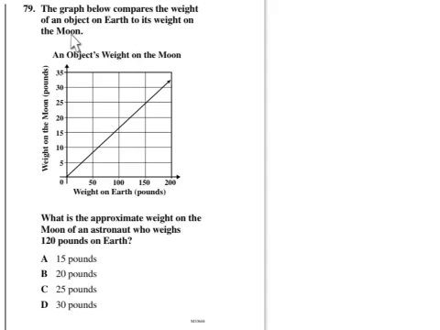This graph right here compares Earth to Moon. This is the weight on the Moon in pounds. This is the weight on Earth in pounds. So the question here, approximate weight on the Moon of an astronaut who weighs 120 pounds on Earth. So this is pounds on Earth. So it's 120, somewhere right around there. Mm-hmm. So if I went straight up, is that right about there? Mm-hmm. So on Earth, if I'm 120 pounds, I'm about right there. On the Moon, how much do I weigh? 20 pounds. So what's my answer? B. Again, this is your Earth weight, so you compare it to your moon weight.